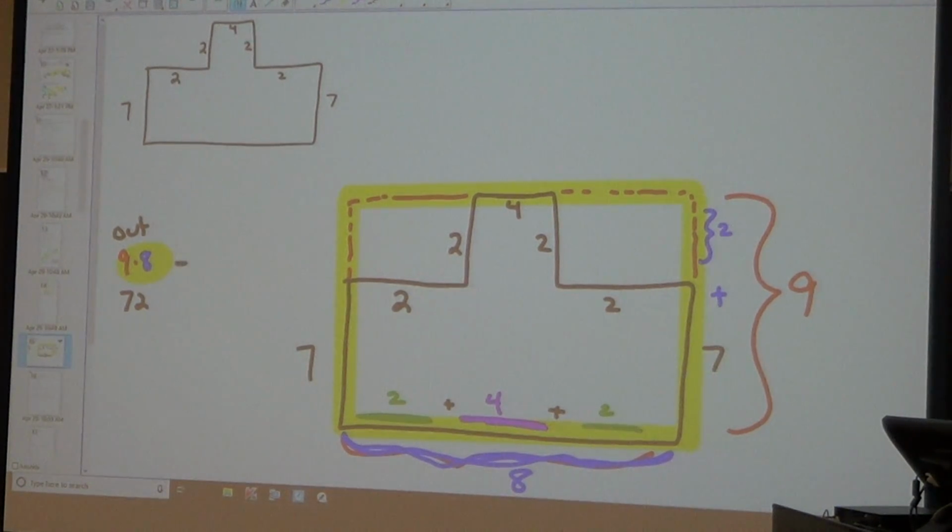Now, the problem is I am subtracting 2 corners. I'm tearing off 2 baby corners. So let's start with the first corner. What are the dimensions of that corner? 2 and 2. What are the dimensions of this corner? 2 and 2.